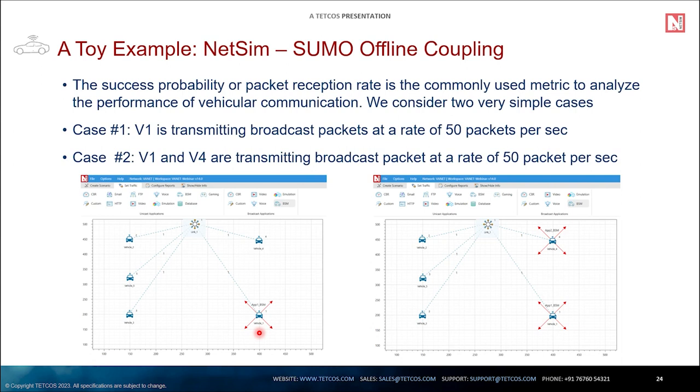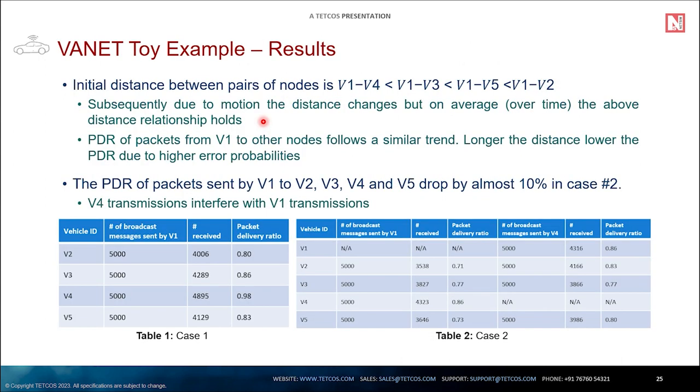In case 1, vehicle 1 is broadcasting BSM messages. Vehicle 4 is closest to vehicle 1, followed by vehicle 3, 5 and 2 respectively. As simulation progresses, inter-vehicle distance changes due to mobility. We tabulate the PDR for broadcast transmissions from vehicle 1 to the other 4 vehicles.